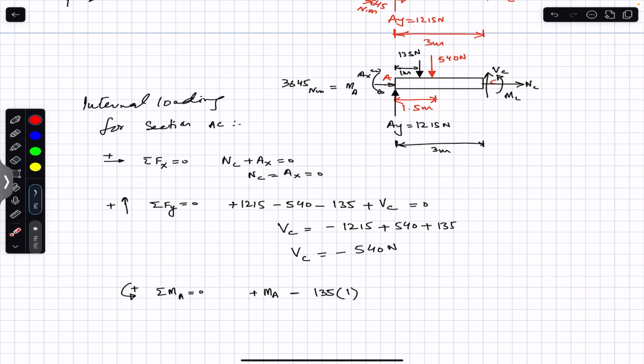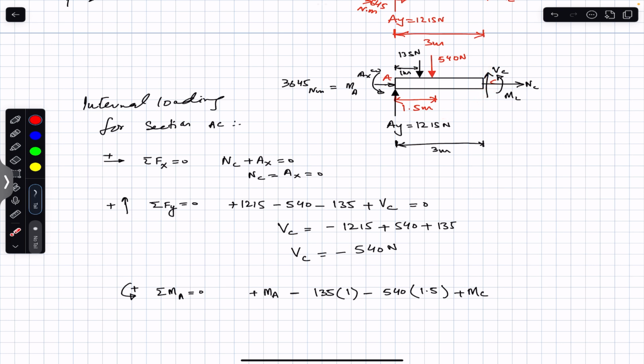Similarly, this 540 Newton force is going to produce the clockwise moment about point A, and its perpendicular distance from that end A is 1.5 meters. So minus 540 into 1.5, and here we have this MC in the counterclockwise direction, so I will write plus. So plus MC. This Vc is actually producing the clockwise moment as well about point A.